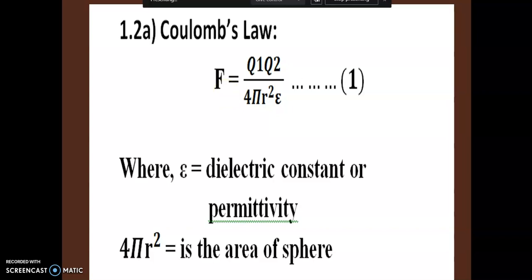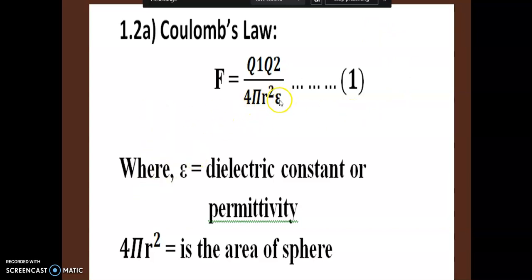So force of attraction and force of repulsion. So what is force of attraction? F is equal to the product of two charges. If two charges are placed at some distance, Q1 and Q2 equal and opposite, then there will be a force between the two charges. And that force is given by Q1 into Q2 divided by 4 pi r square epsilon. So remember these equations to solve simple MCQs. Coulomb's law you have to remember.